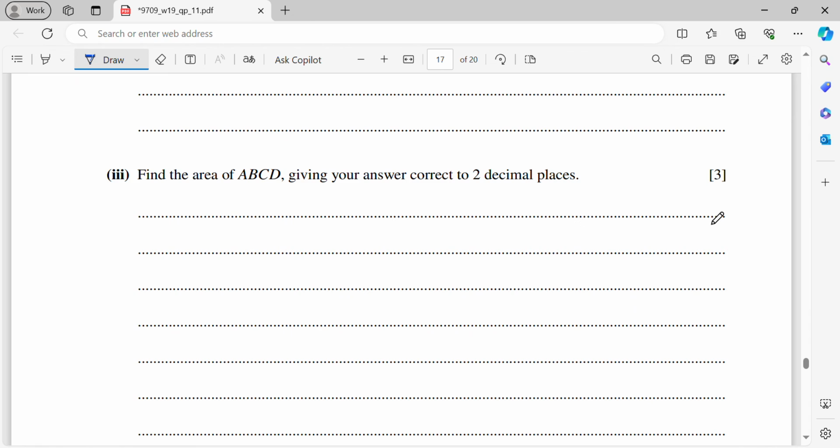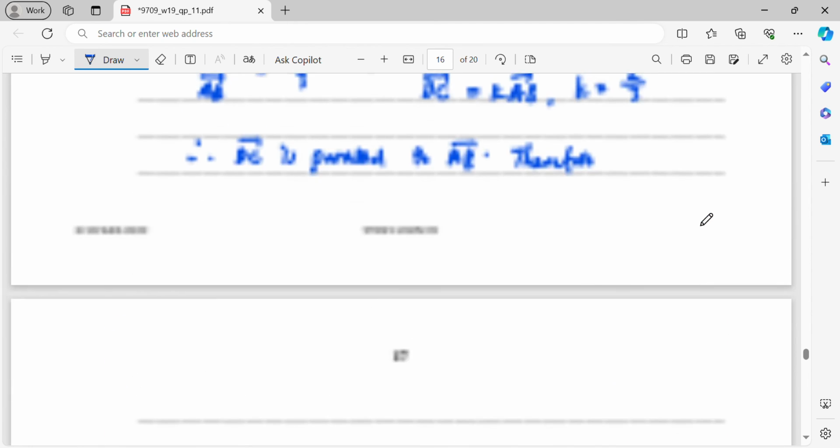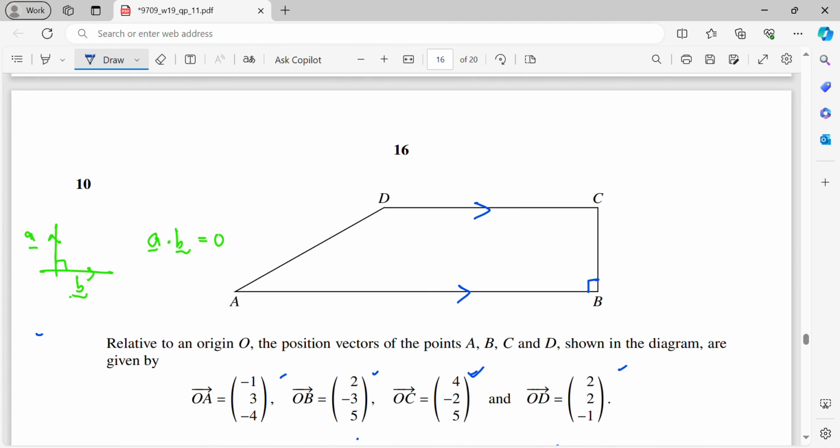Okay, now part 3. Find the area of the ABCD, which is a trapezium. Give your answer correct to 2 decimal places. So for your information, if you are given a general trapezium, the parallel lengths are A and B and the height is C. So the area is half of A plus B times C.